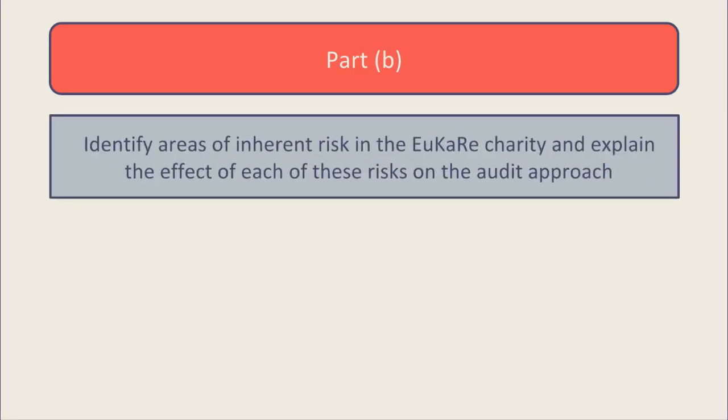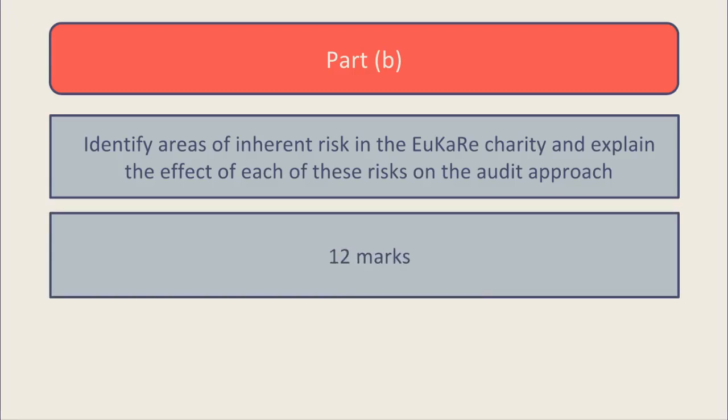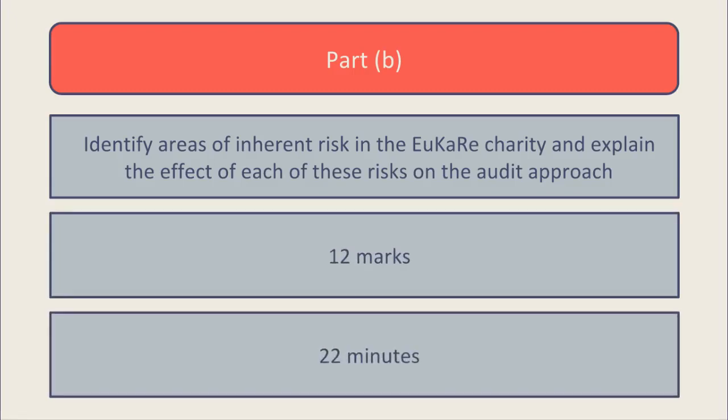Part B links to the scenario regarding the charity organisation EUKARE. It asks to identify areas of inherent risk in the EUKARE charity and explain the effect of each of these risks on the audit approach. This is for 12 marks, and therefore no more than 22 minutes should be spent.